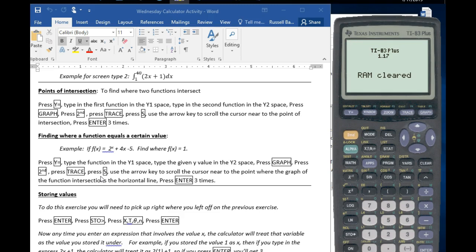If you want to find where two functions intersect, the first thing we have to do is put some functions into our calculator. The first step is press y equals, so that's what I'll do here. Then type in the first function in the y1 space and the second function in the y2 space. I'll make up some functions: let's say x squared minus 4, and my other function is 2x plus 1.